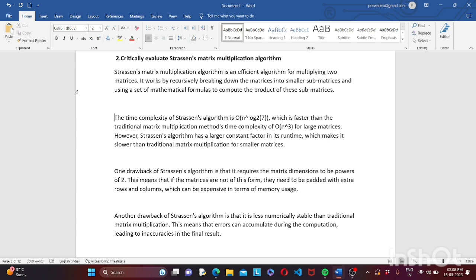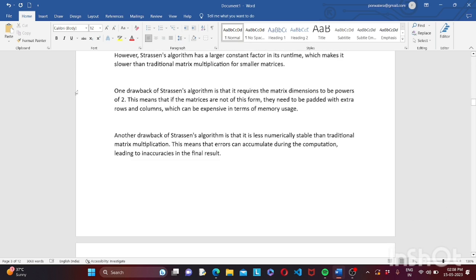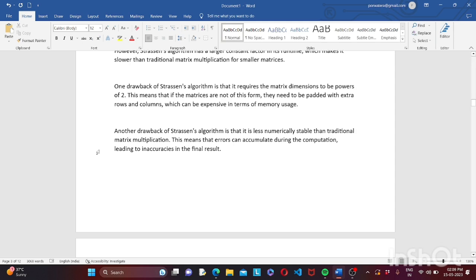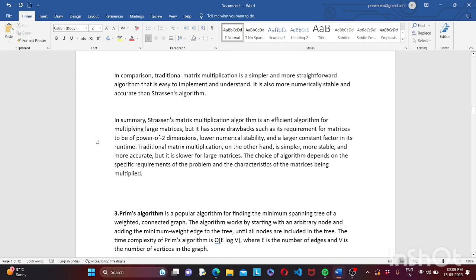ये matrix के जो dimensions हैं, they should be a power of 2 only. So this means that if the matrices are not in this form, they need to be padded with extra rows and columns, which can be expensive in terms of memory usage. So another drawback of Strassen's algorithm is that it is less numerically stable than traditional matrix multiplication. This means that errors can accumulate during the computation, leading to inaccuracies in the final result. Now, in comparison, traditional matrix multiplication is a simpler and more straightforward algorithm that is easy to implement and understand.